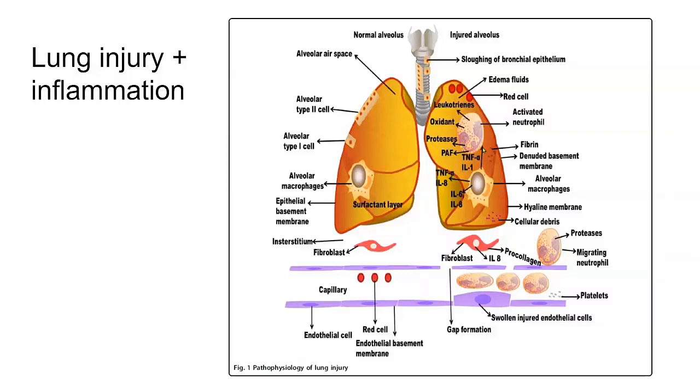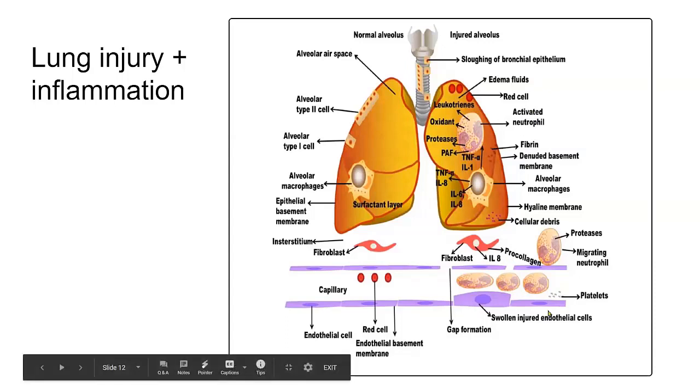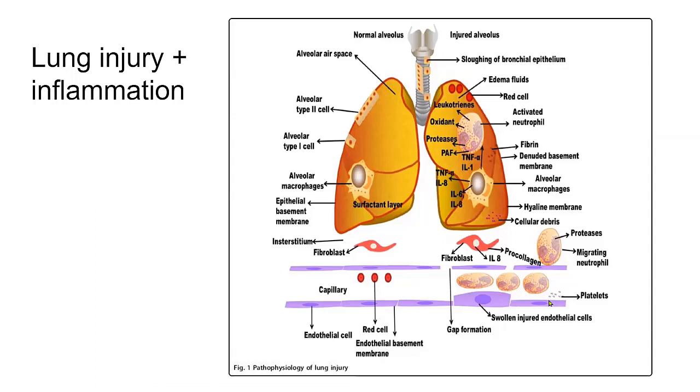I'm not going to go through all the complicated pictures here, but you have inflammation, you have fluids that collect, that's the pneumonia. You have swelling of the cells that makes it hard to breathe. So this is what's happening in the people who are severely affected by the virus.